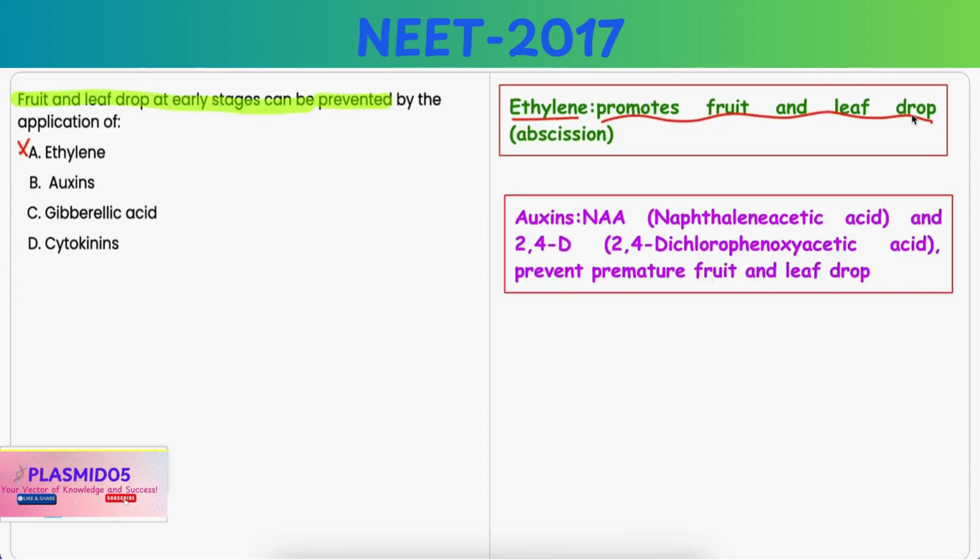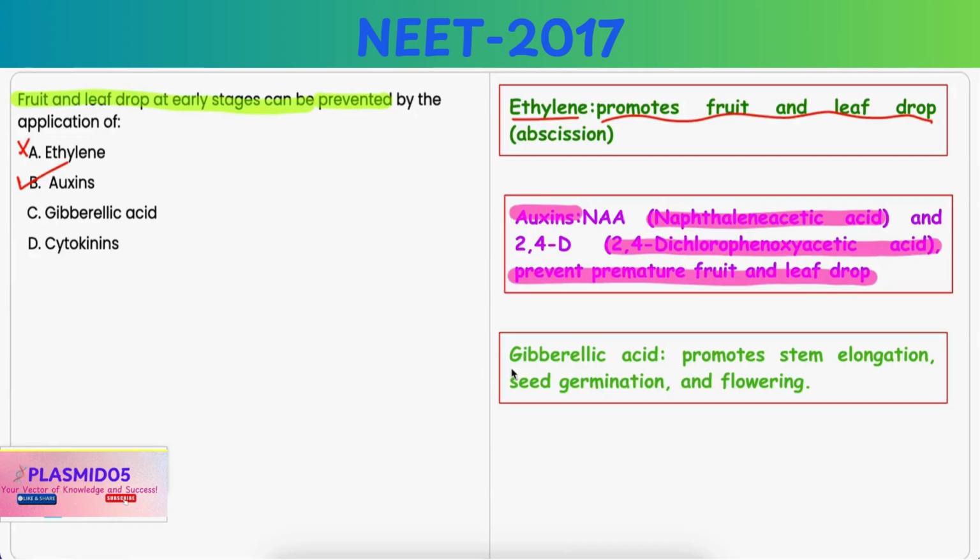Option B, auxins. Now, auxins, particularly the synthetic auxins like the NAA, that is naphthalene acetic acid, and 2,4-D, that is 2,4-dichlorophenoxyacetic acid, prevent premature fruit and leaf drop by maintaining the strength of the abscission zone and promoting cell elongation and division. Hence, it is the correct option.